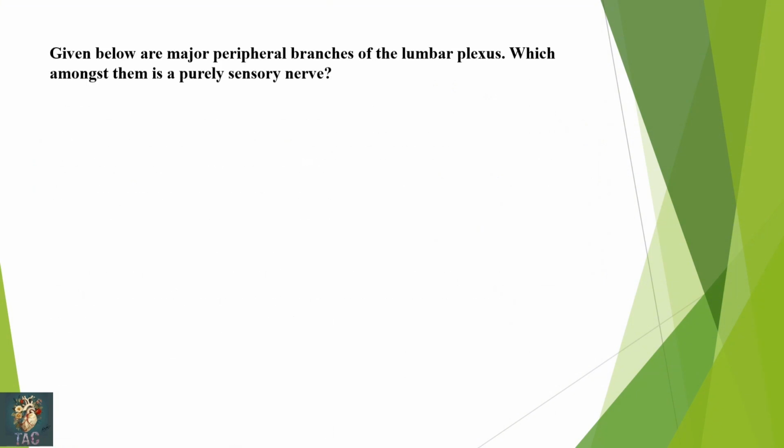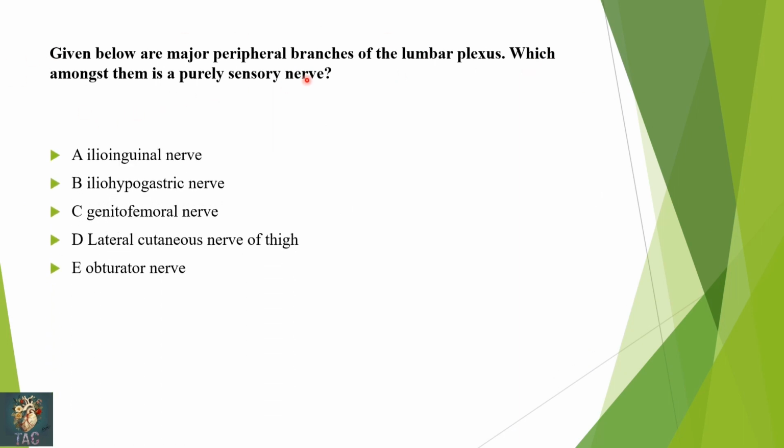Next: given below are major peripheral branches of the lumbar plexus. Which amongst them is purely sensory? We all know that the lateral cutaneous nerve, as the name indicates, is purely sensory, and D is the correct option.